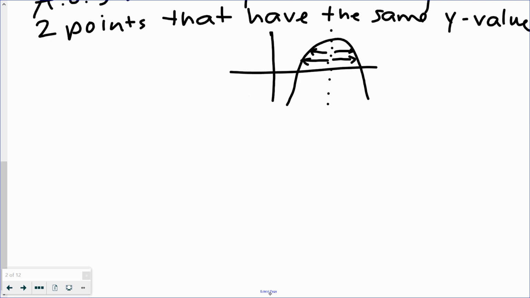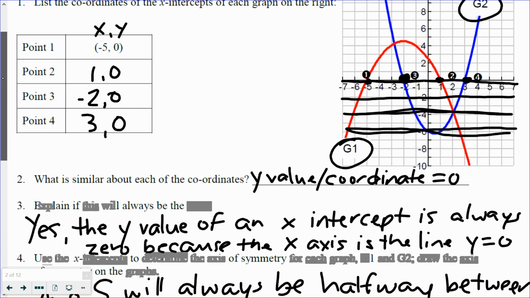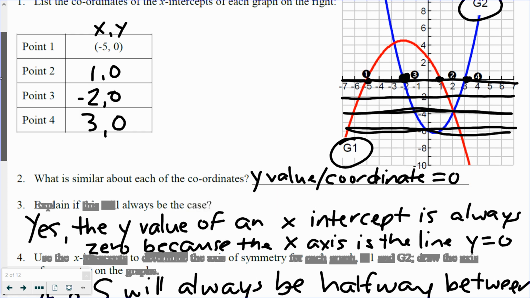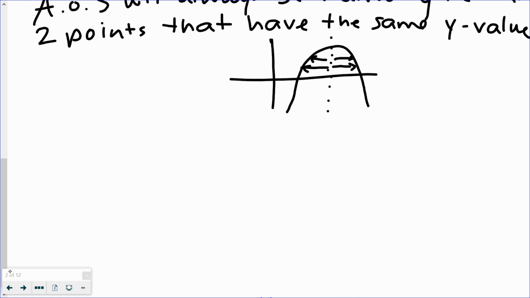So, oh gosh, I don't have a copy of my notes in front of me, so I don't know what the points are. So for graph 1, we have an x-intercept at -5 and an x-intercept at +1. So what we need to do to figure out halfway is we're going to add those two values together, so -5 plus 1, and we're going to divide that by 2 to get halfway between.